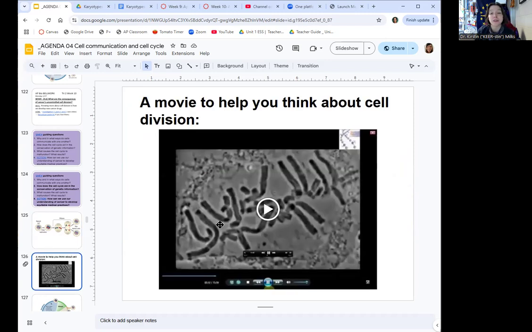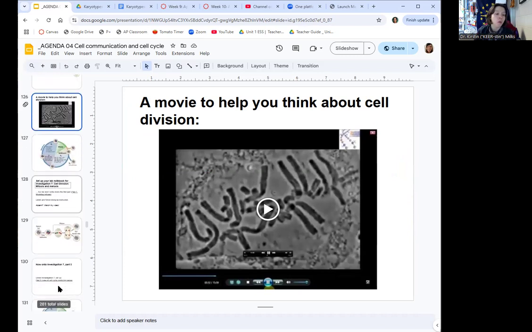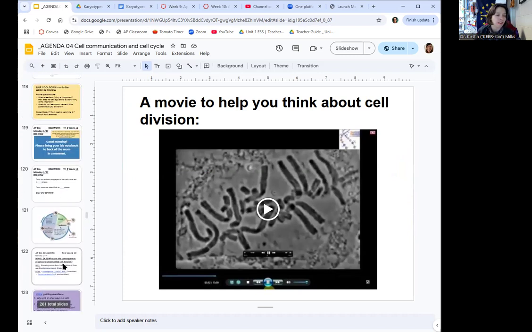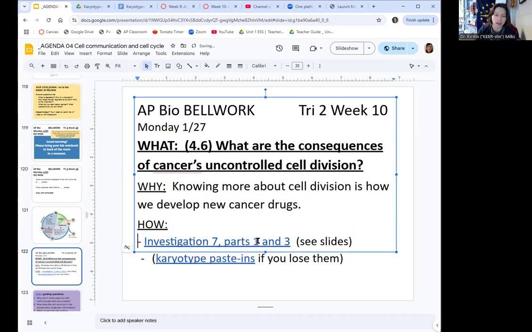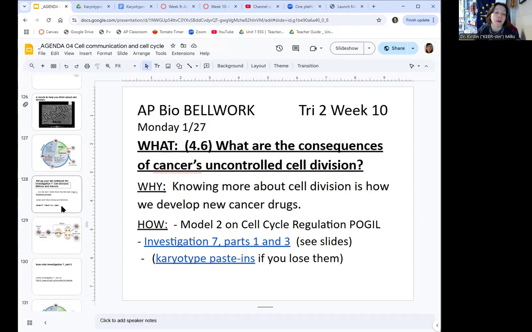On slide 126 or so is a movie to help you think about cell division. You can see some of it live. So we spent some time, I don't know if this is in this list, but we did it. We took a look at model 2 on cell cycle regulation. If you have not yet seen that, that's available in class, or you can read about cell cycle regulation in your review book, or you can watch 4.6 and 4.7. You'll go through, it'll say cell cycle and cell cycle regulation on AP Classroom, and you can watch those videos anytime.